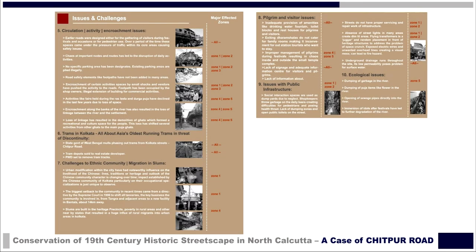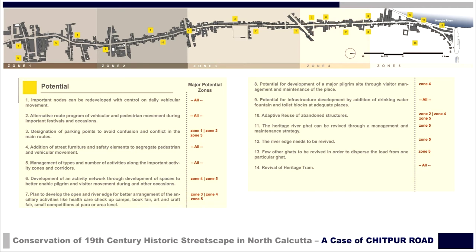Circulation, activity and encroachment issues. Oldest running tram under threat of discontinuity. Challenges faced by ethnic communities. Migration in slums. Pilgrim and visitor issues with public infrastructure. Ecological issues related to river ghats and dumping grounds, etc. Various potentials such as redevelopment, management plan, adaptive reuse, design interventions, etc. are identified at various locations along Chitpur Road and mapped.